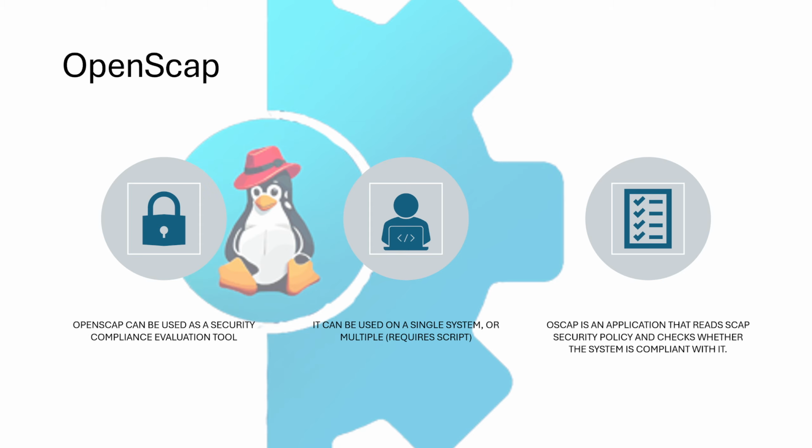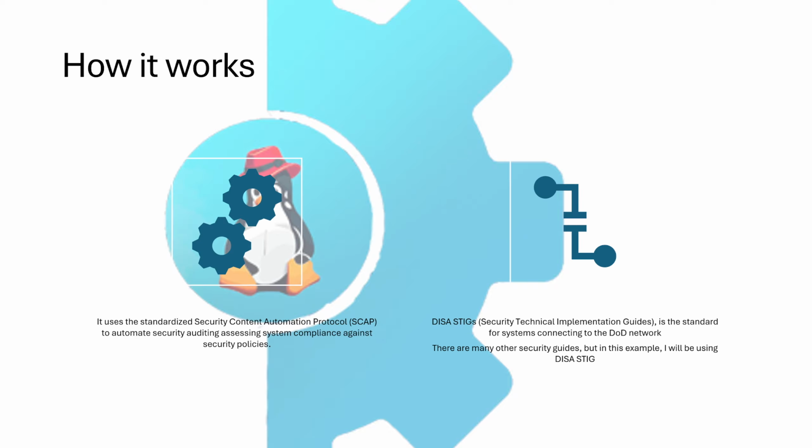OpenSCAP is an application that reads SCAP security policy and checks whether a system is in compliance with it. So you'll see what I mean by security policies. It uses a standardized Security Content Automation Protocol, SCAP, to automate security auditing, assessing system compliance against security policies. One of the main security policies out there is DISA STIG, which stands for Security Technical Implementation Guides. It's basically the standard for systems connecting to the DoD network, the Department of Defense network. There are many other security guides, but in this example I'm going to be using the DISA STIG.